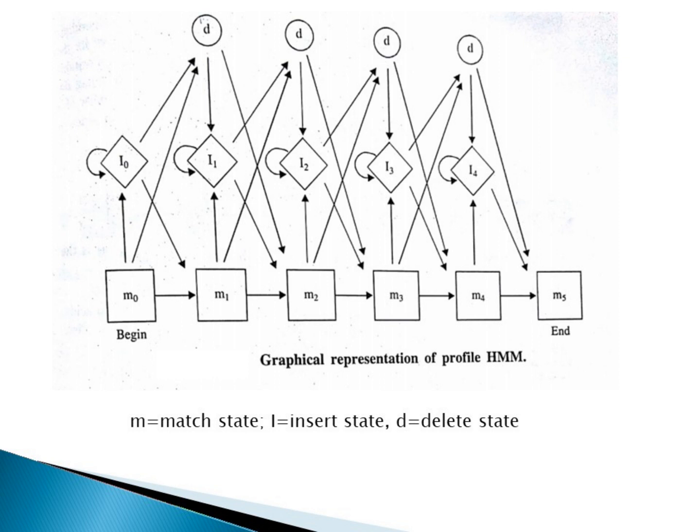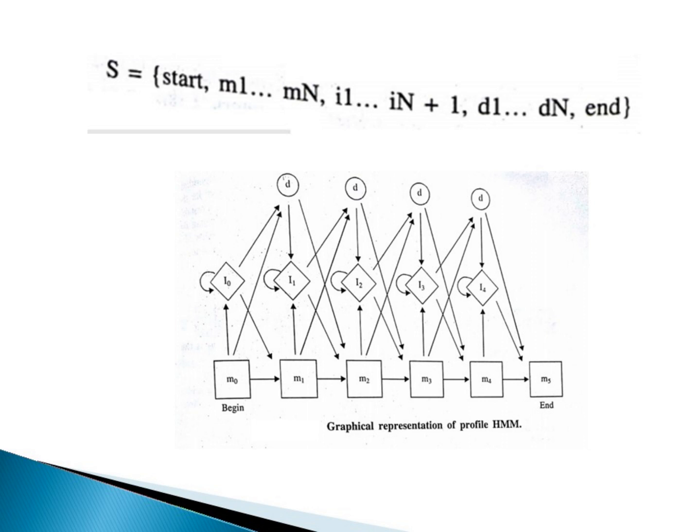In addition to the start and end states, there can be 3 other classes of states, that is match, delete, and insert. The following is a representation of a hidden Markov model process, that is S is equal to start, M1 etc. Mn, I1 etc. In plus 1, D1 etc. Dn, and end. So here capital N is the length of the model, that is the average length of sequences in the family. Match and insert states always emit an amino acid symbol. Delete states are mute. The self loop on insert states allows multiple insertions.